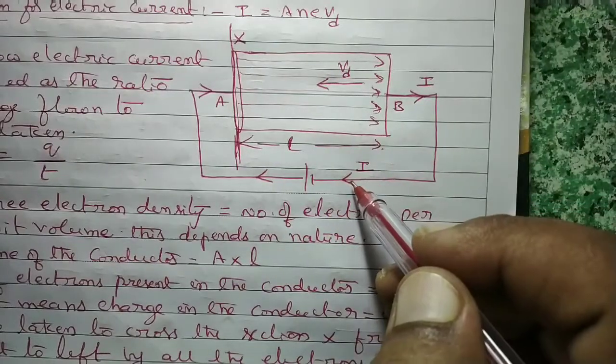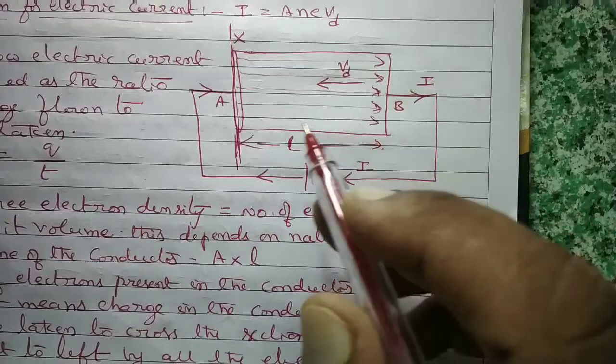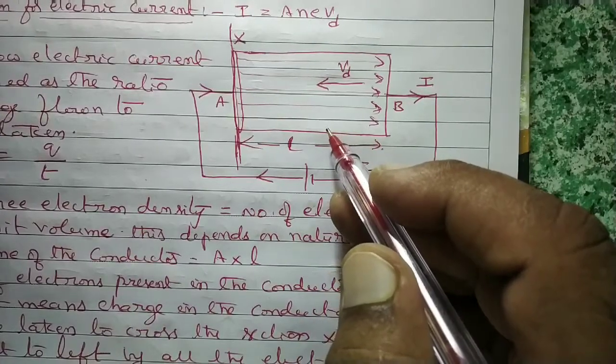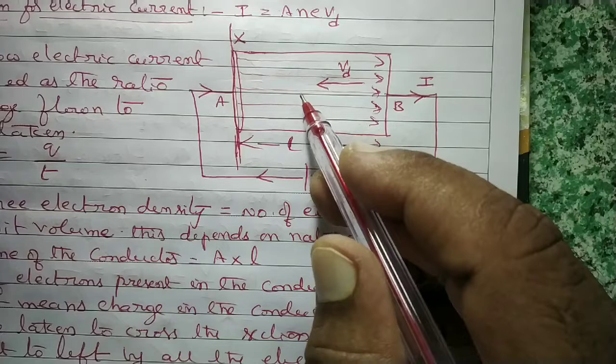We know whenever a battery is connected to the conductor, then current will be formed from positive to negative. This is the direction of current. So through the conductor, the current is from A to B. But actually, current is formed because of the flow of charged particles. Then what are the charged particles in this conductor?